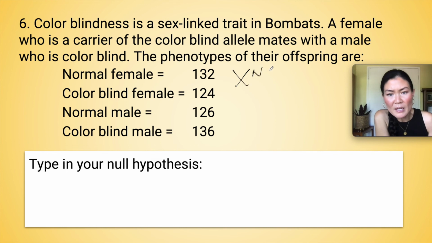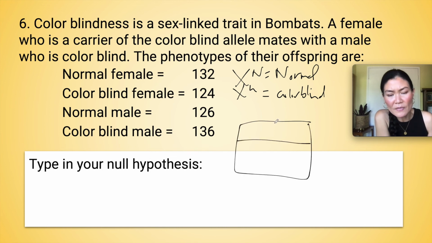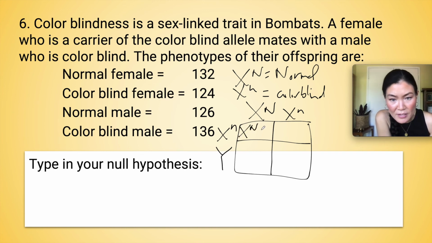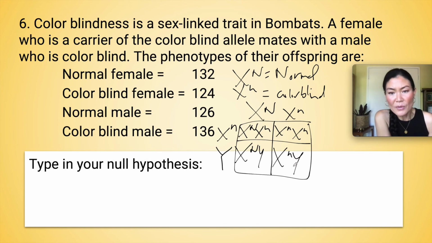So X big N is gonna be normal color vision, and X little n is gonna be colorblind vision. In our example here, the female is a carrier, so she's going to be X big N, X little n. She's heterozygous, she's a carrier. And the male is colorblind, so he's gonna be X little n, Y. When you fill in this Punnett square, you should get X little n, X big N, Y, X little n, Y.